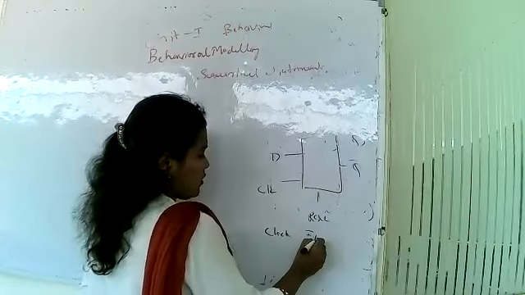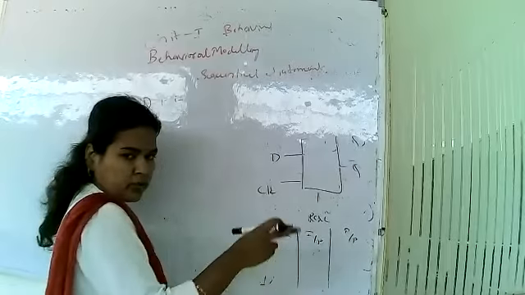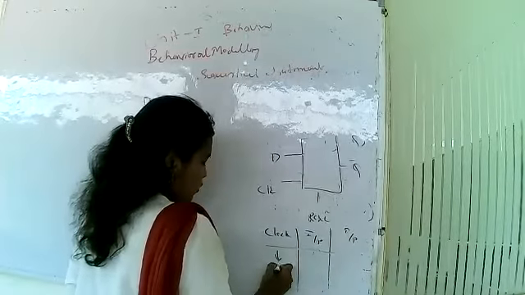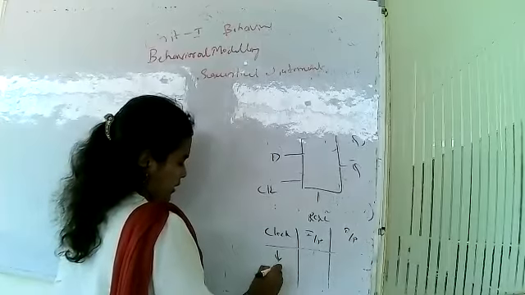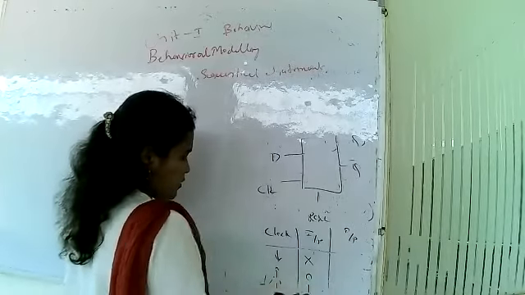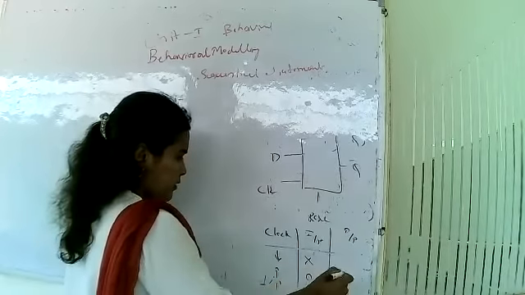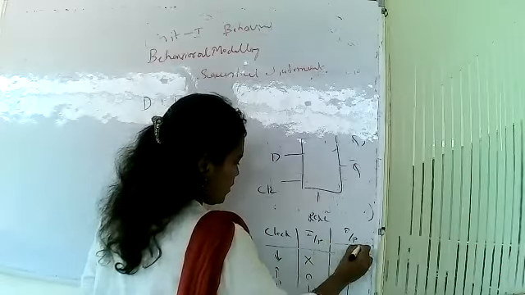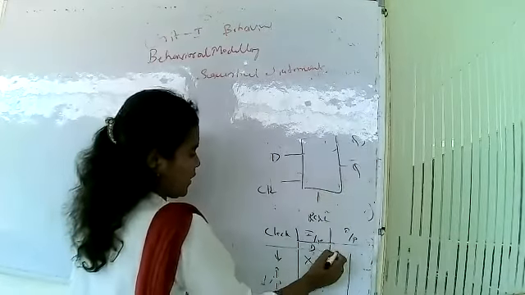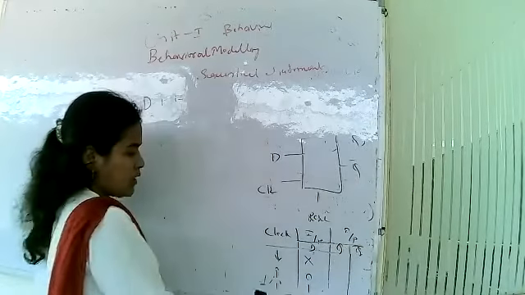Clock, input and the output. It is not there in the textbook, but it is shared on the subject. When the clock is low, when the clock is high, and the input is 0 or 1, there are two outputs: Q and Q bar.